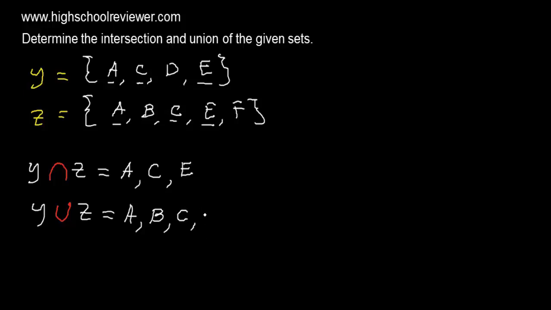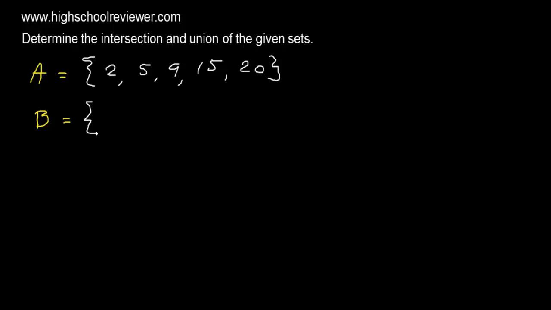And then we have letter D. E is present in both Y and Z, write only once. And then we have F. So these are the elements that are the union of both Y and Z, and these are the elements that are the intersection of the sets Y and Z. And these are our final answers.